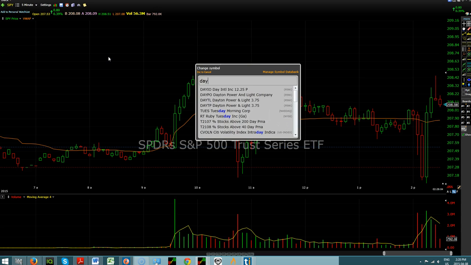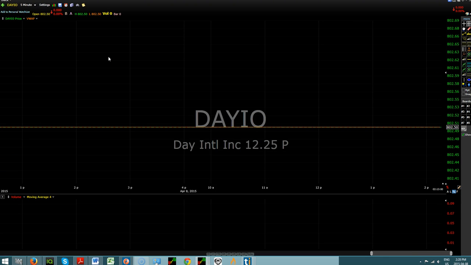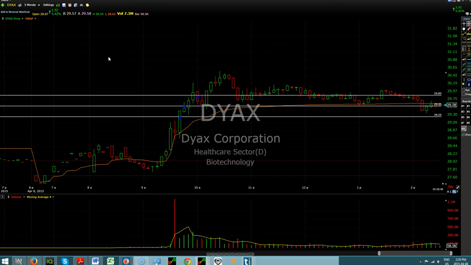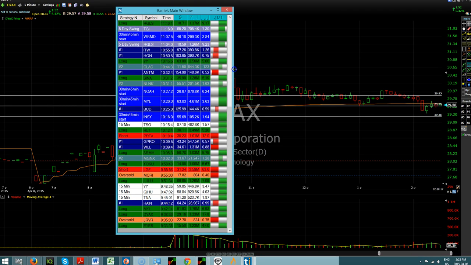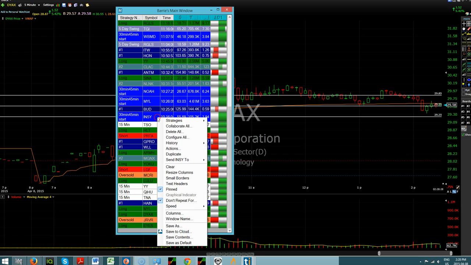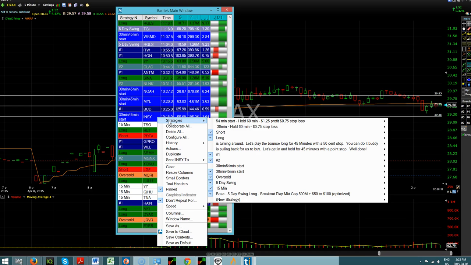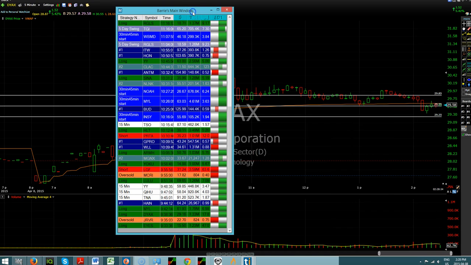So let's go back to the first trade I took for today, which was DYAX. DYAX came from my multi-strategy window. Somebody asked me about how to create this. If I have time, I'll show you how to do something like this. It's quite simple, but the bottom line is that I have a bunch of different strategies in here, all in one window. I do have other alert windows that I look at, but I now have one main one that I'm looking at.